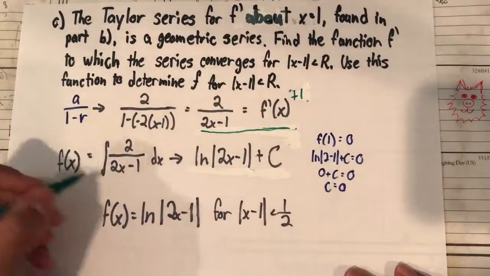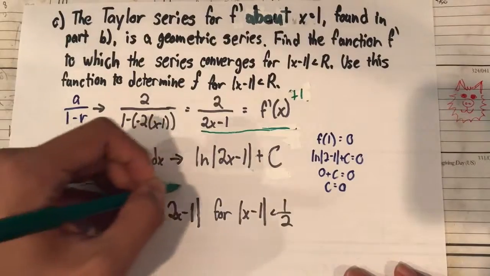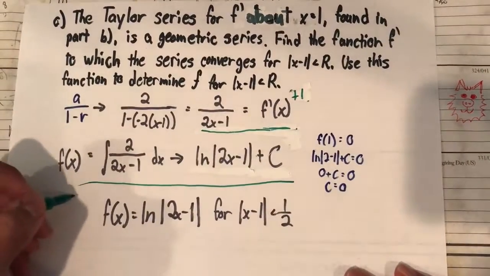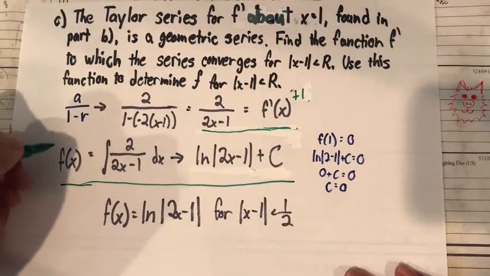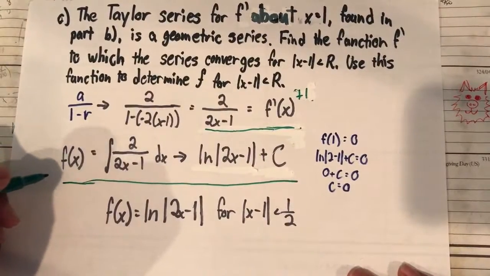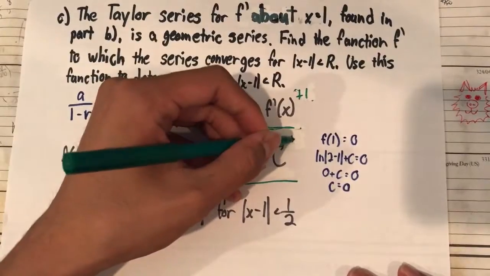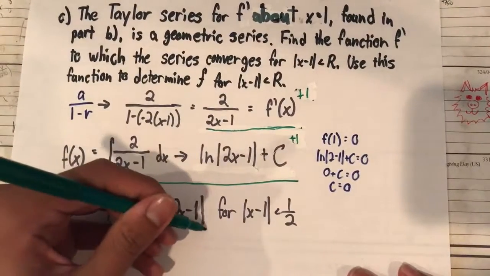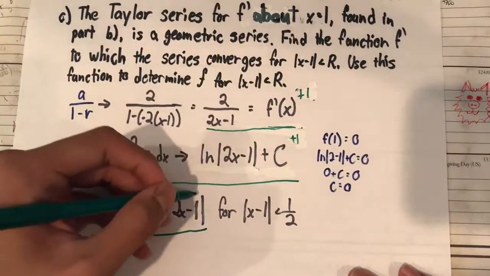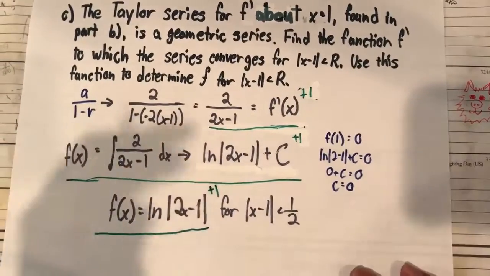And then if you end up doing this step all here, so basically this whole step is taking the antiderivative of f prime of x, that's another +1. And by getting the answer, which is basically just f of x, that's another +1.